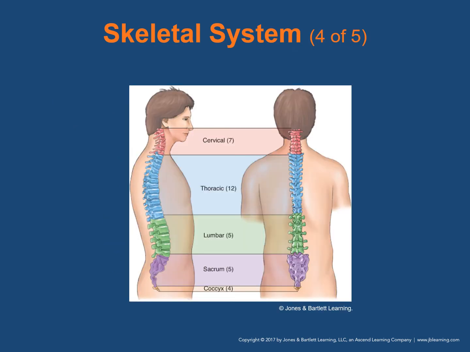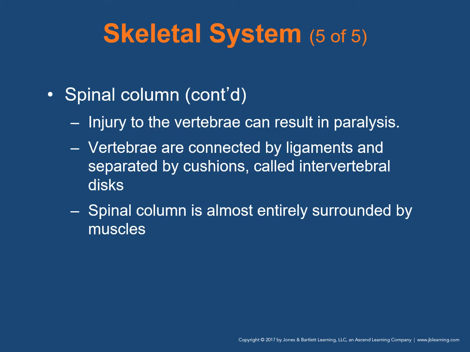This figure shows the 5 sections of the spinal column, and you see they're in different colors. So you have the 7 bones of the cervical in pink, the thoracic is in blue, lumbar is in green, the sacrum is in purple, and the coccyx is in brown, right at the very bottom. Injury to the vertebra can result in paralysis.